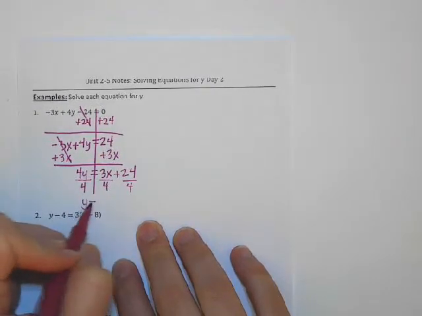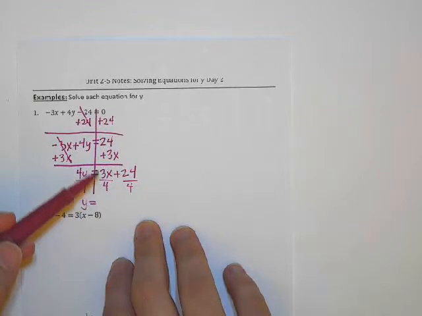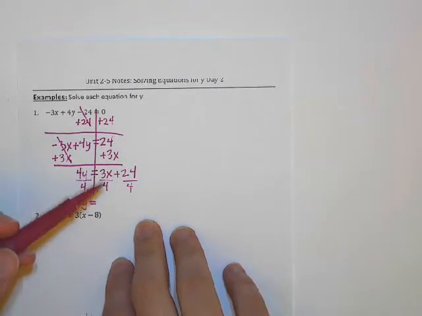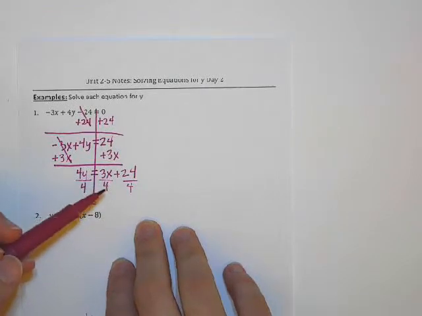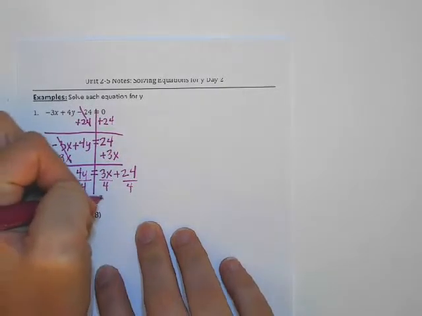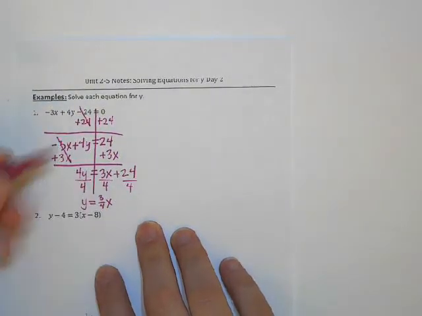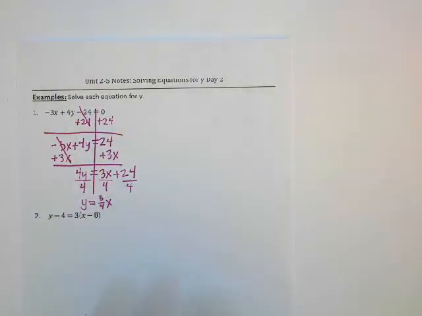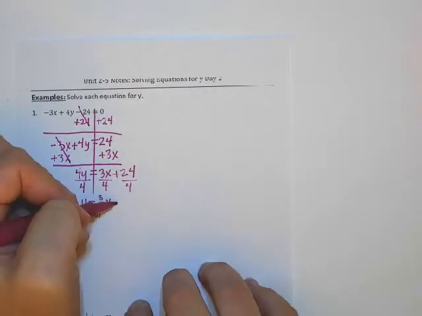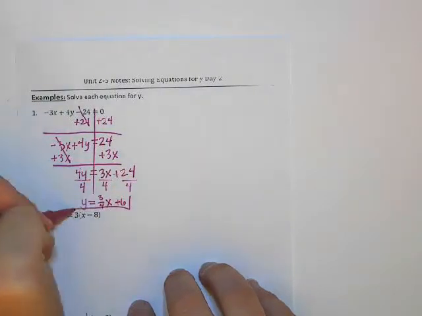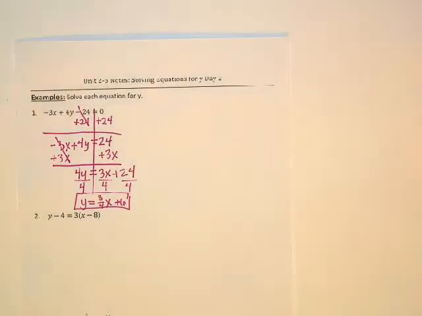So y equals, what's 3 over 4? Can it be reduced? No. Can I put it as 0.75? No, it stays 3 over 4x. What about 24 over 4? Can that be reduced? Yes. To what? To 6.